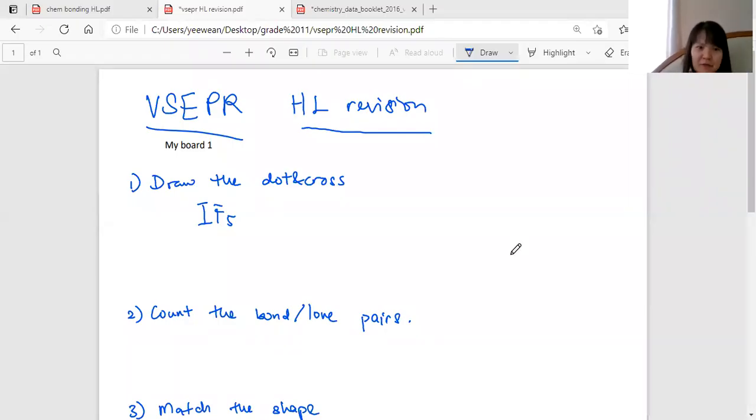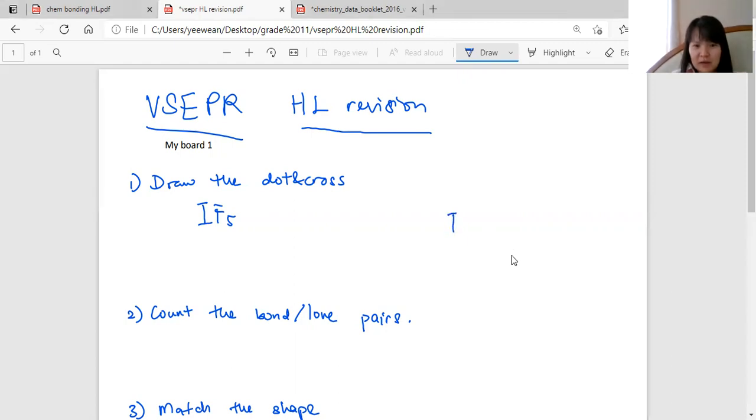This is a revision for HL VSEPR. Okay, let's try IF5. Let's do the same steps as we did for SL. We're going to draw the dot and cross, count the bond pairs and lone pairs, and match the shape.